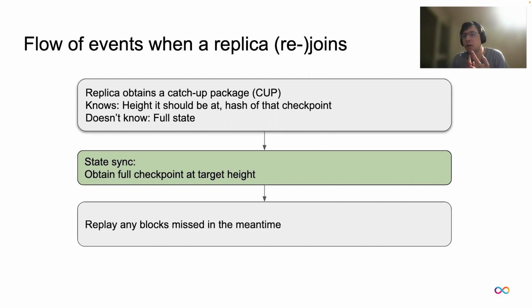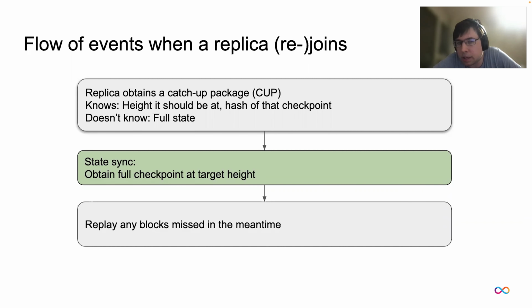And as long as you don't have the state, you cannot contribute to the subnet. You cannot answer a query because you don't have the state. So state sync is the next step in that. It's a protocol where a replica that is trying to rejoin can fetch the full state at the full checkpoint from the healthy replicas so that it then can run from that.